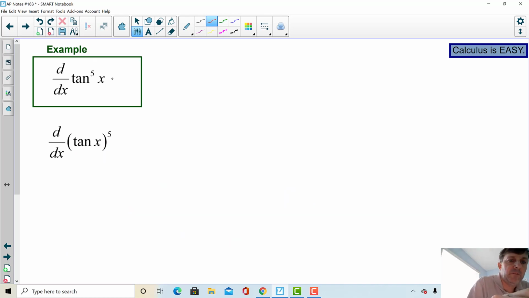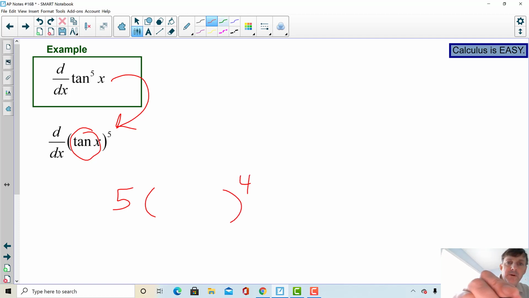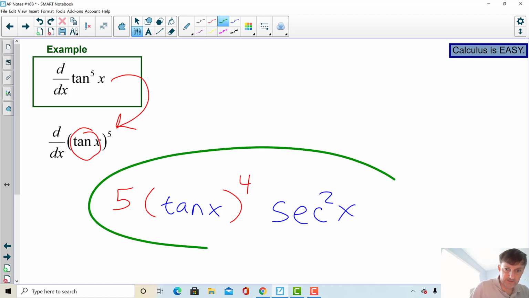Okay, first step on this one is to rewrite it, so it's just a power. So it's kind of like x to the 5. If it was x to the 5, your answer would be 5x to the 4. But it's not an x. The inside is tangent of x. So we're going to have to do the derivative of tangent, and that would be secant squared. And that's it. That's your final answer.